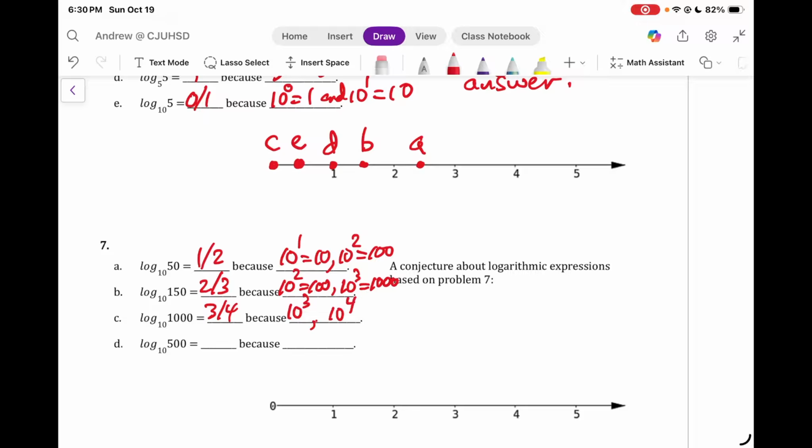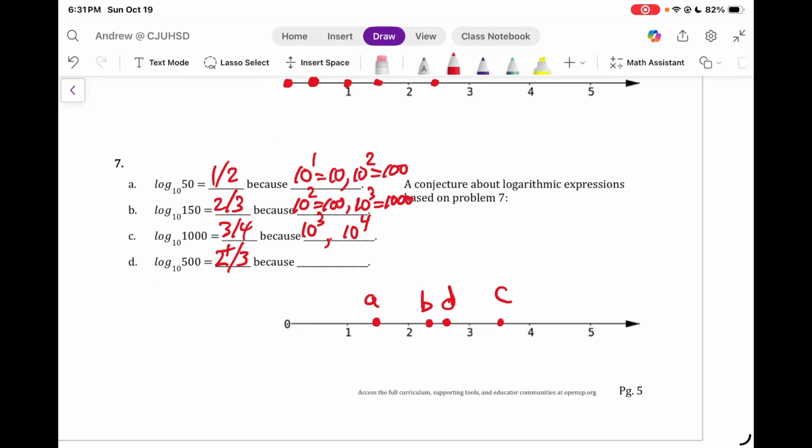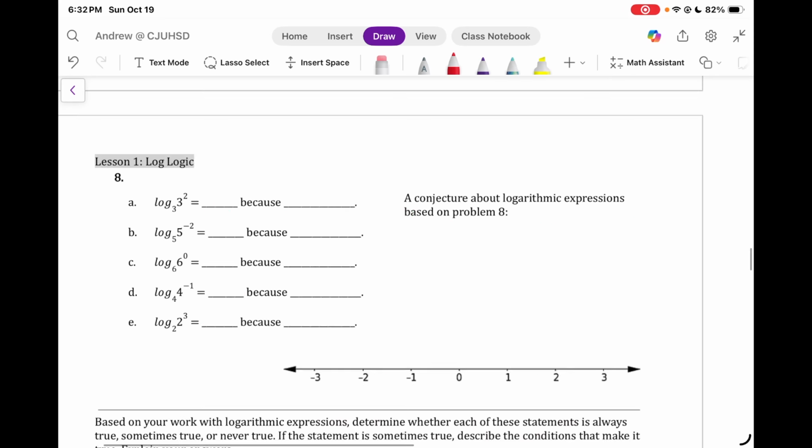10 to what power is 500? Well, it's got to be bigger than 2, and it's got to be smaller than 3, but it's got to be also bigger than log 150. And here what they want you to conjecture, or make an educated guess, is what happens if the bases are the same. This is a really important one. 3 to what power is 3 squared? Well, that's 2.